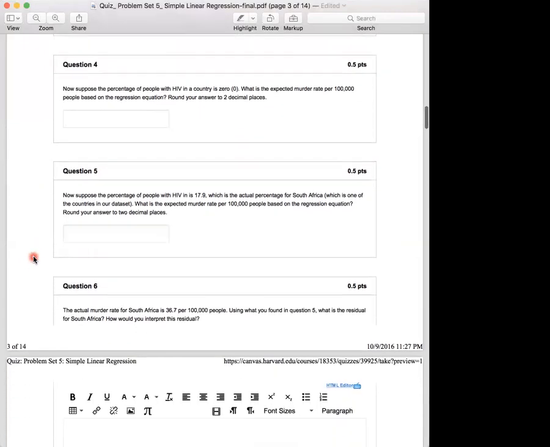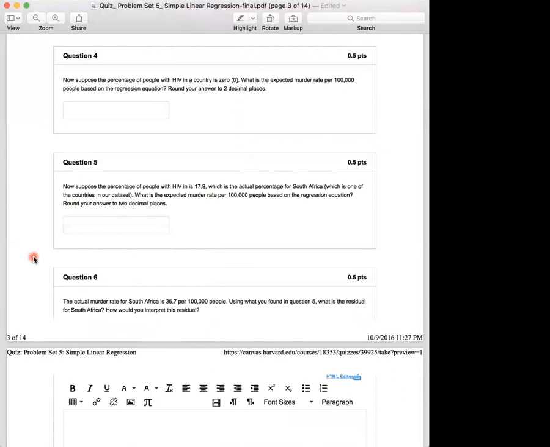Okay, so for question 5, we ask, now suppose the percentage of people with HIV is 17.9, which is the actual percentage for South Africa, one of the countries in our data set. Now, what is the expected murder rate per 100,000 people based on the regression equation? Round your answer to 2 decimal places. If you follow along in Monday's section, you could use this code or syntax and derive the predicted values for every country and get our answer that way.